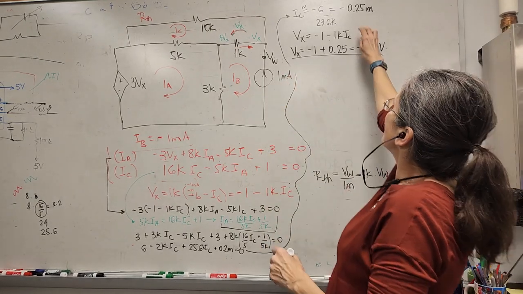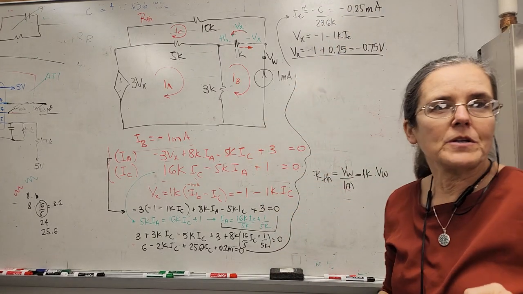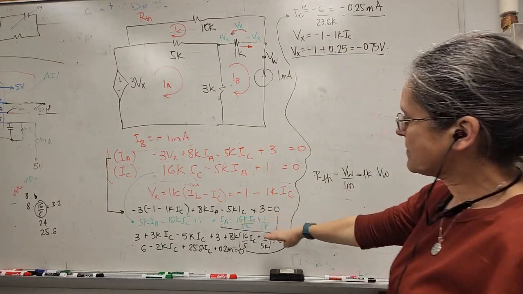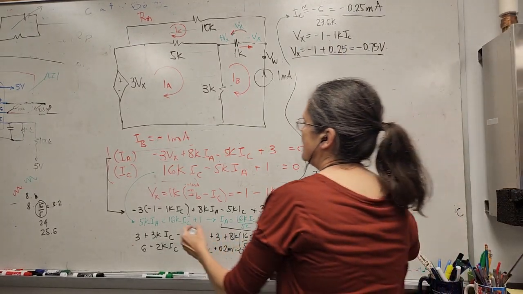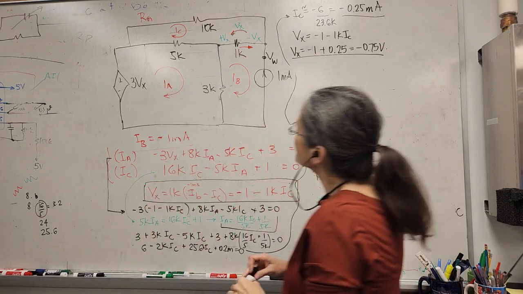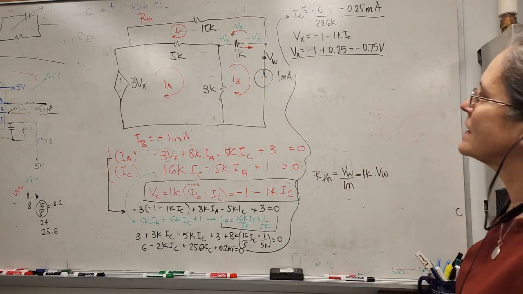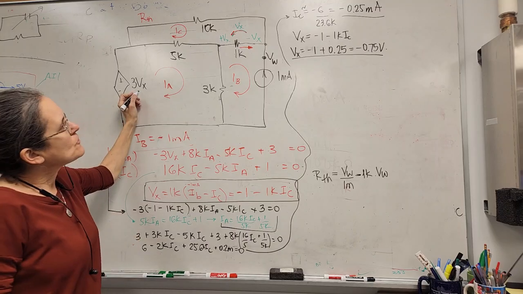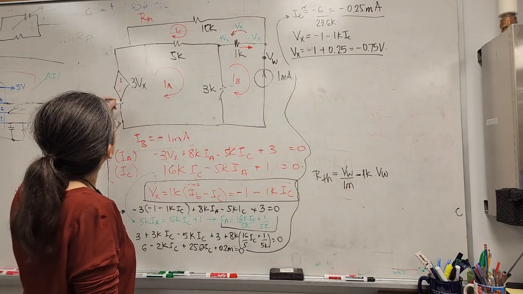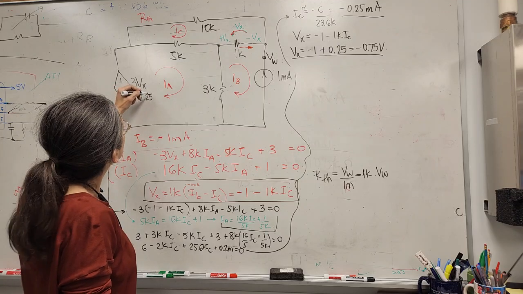I found IC. Hopefully my math is correct. I don't know if it is, but let's assume you find something like this. IC is minus 0.25 milliamps. And because I found IC, now I find Vx, because I had written here that Vx is that Ohm's law there. Once you find Vx, actually I don't even know if I need Vx. Oh yeah, I need Vx, because here's 3Vx. So let's say Vx is minus 0.75. 3Vx will be minus 2.25, I think, right? Minus 2.25.